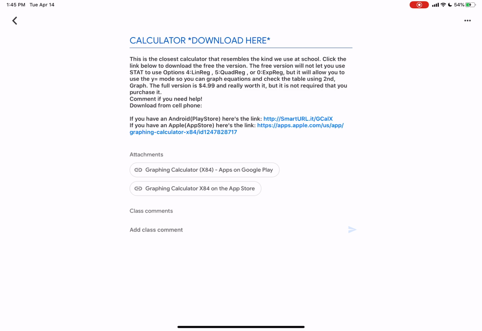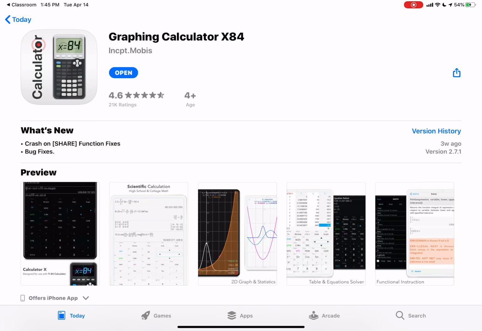The top link is for if you have an Android phone or tablet. The bottom link is for if you have an Apple product like an iPhone or iPad. Because I'm using an iPad, I'm going to click on the bottom link. It should take you directly to whatever store you're using, the App Store or the Play Store.